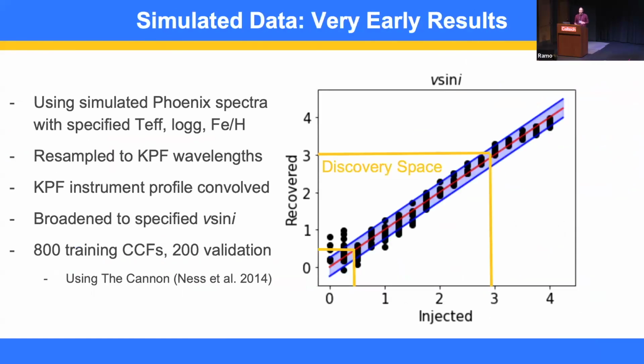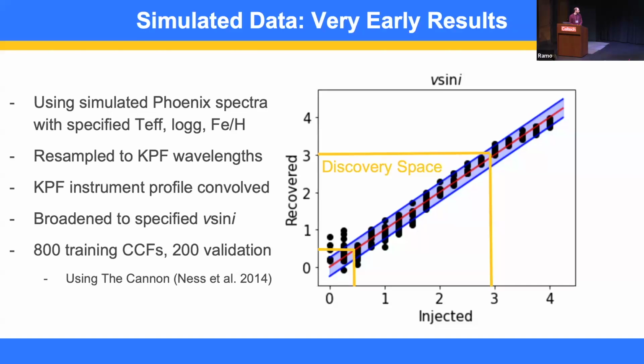Anyway, I spent some time building some hopefully accurate simulated spectra from KPF, where I can tune the exact stellar parameters exactly. I can inject a known V sin I broadening, and from there, plug it into the Cannon and try to recover these V sin I values. And so this seems to be working really well.